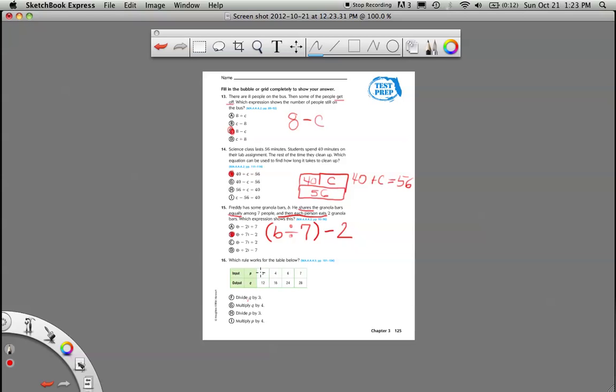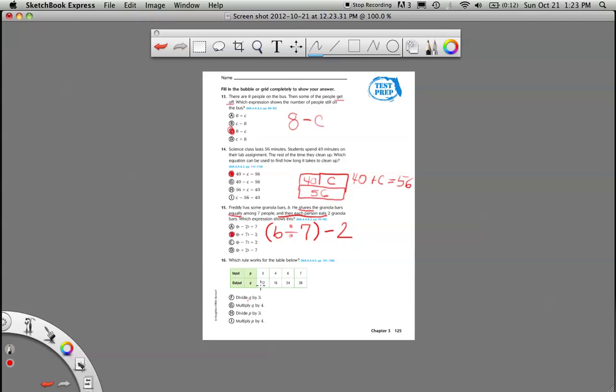So I can ask myself, what do I do to 3 to get to 12? And then I can find that answer down here. Or if I don't know how to do that, I can just do this math one by one. I'm going to do that. Divide Q by 3. So I look up here and I see that Q is 12.